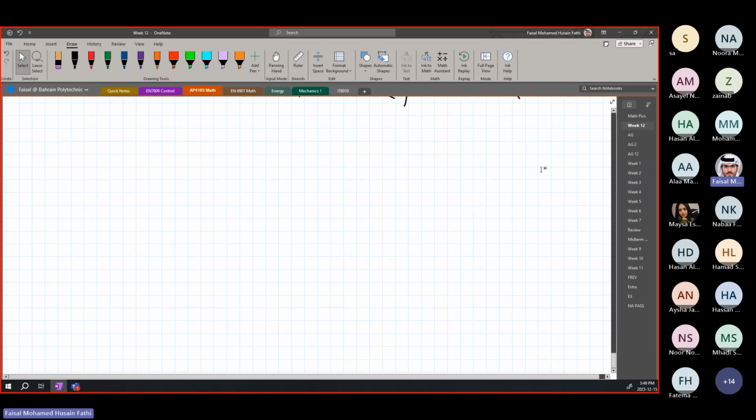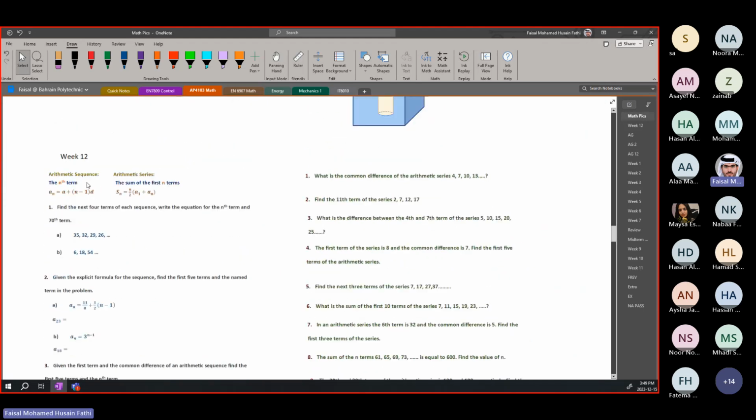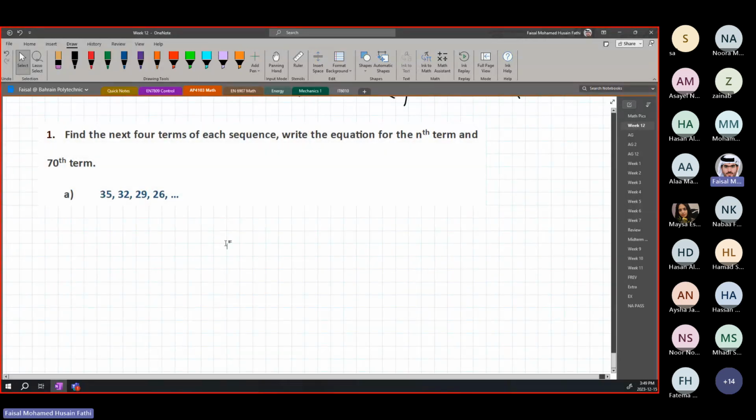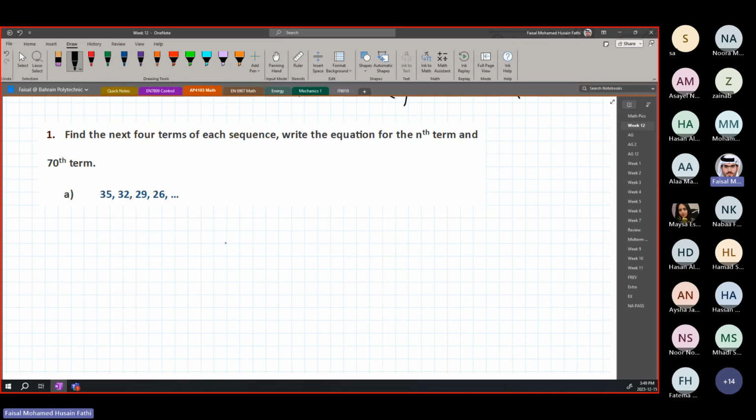Now, let's go into some questions, the worksheet. So we have this. Very simple, very straightforward. Now keep in mind, I keep forgetting to cover this, but in an arithmetic sequence, the common difference can be positive, it can be negative, it can have a variable, it can be anything. All you have to do is follow the rule, okay? So find the next four terms of each sequence, write the equation for the nth term and the 70th term. So we have to write the nth term equation and the 70th term equation.